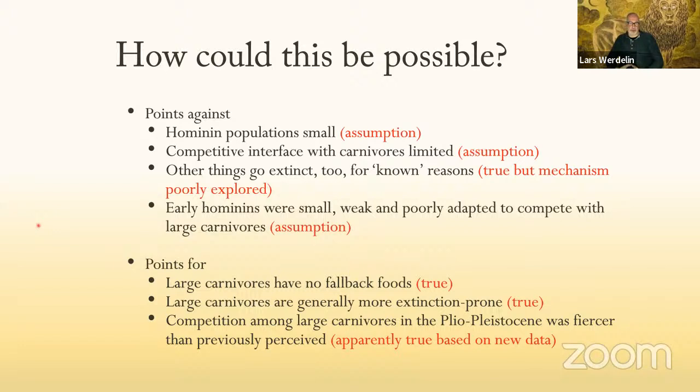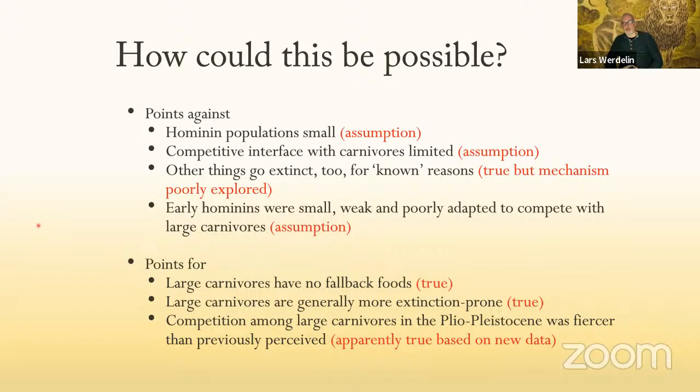In Africa today, if a rainy season fails, you see a lot of starving carnivores and failure of breeding and that sort of thing. So one can use an analogy with the present to realize that large carnivores are living at the edge, basically.